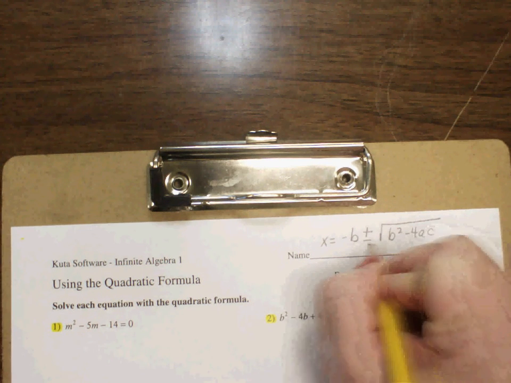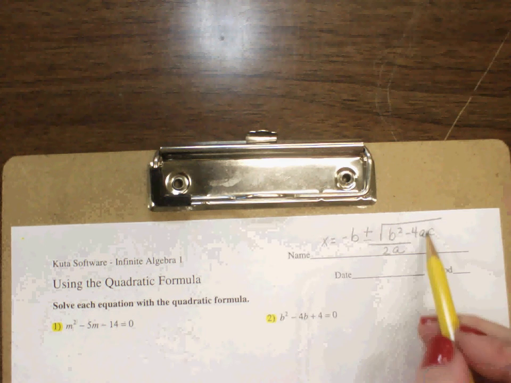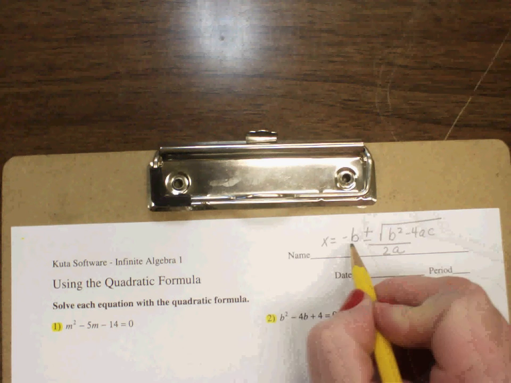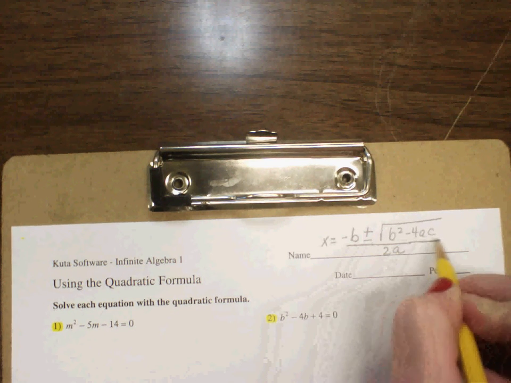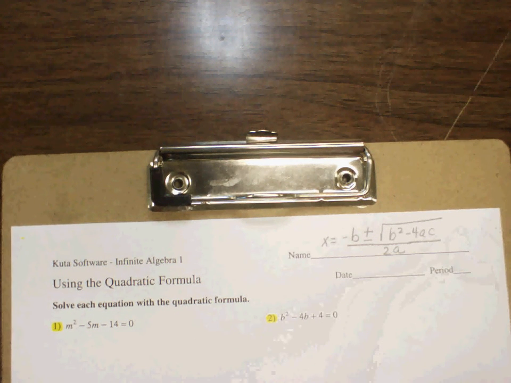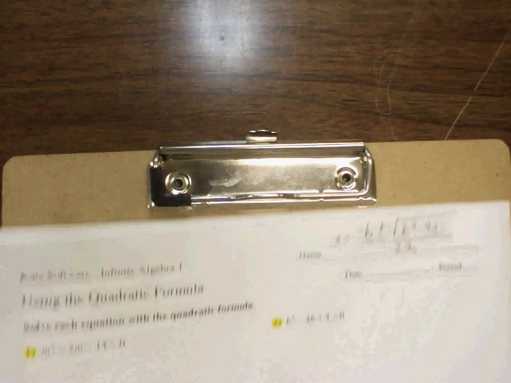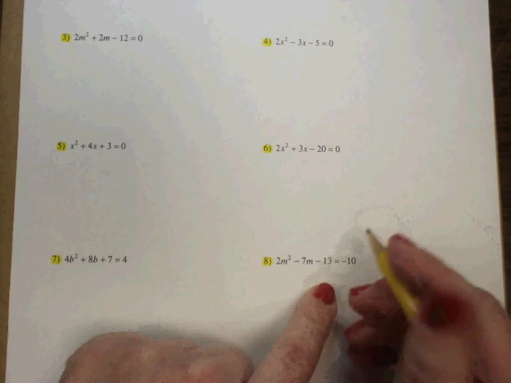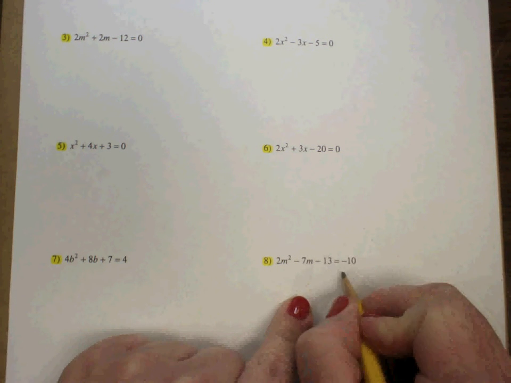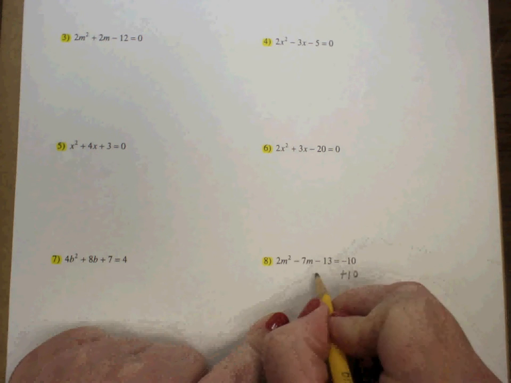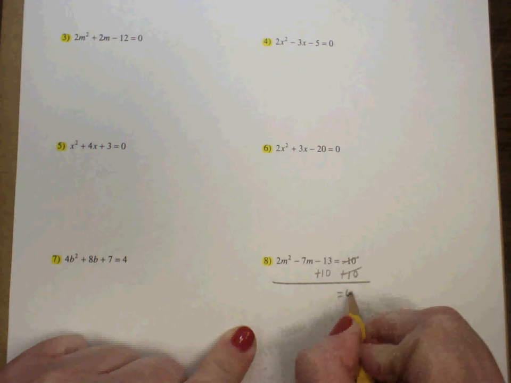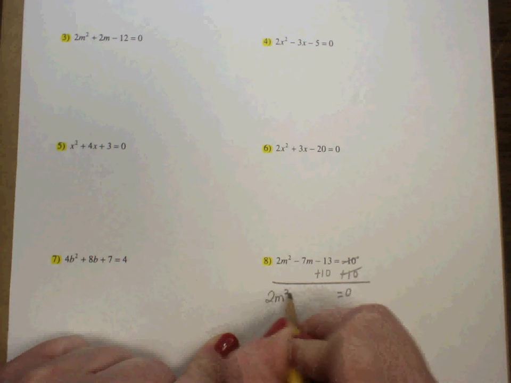And this formula, you can find it on your reference sheet, so you don't need to worry about learning the formula. Although you're probably going to write it so much that you'll end up learning it. All right, so let's go to number 8. First thing, yep, you guessed it, make sure that it is in standard form, or equal to 0, which is not. So I'm going to have to add 10 on both sides of the equation so that this can cancel out and it's equal to 0. And I get 2m squared minus 7m minus 3.